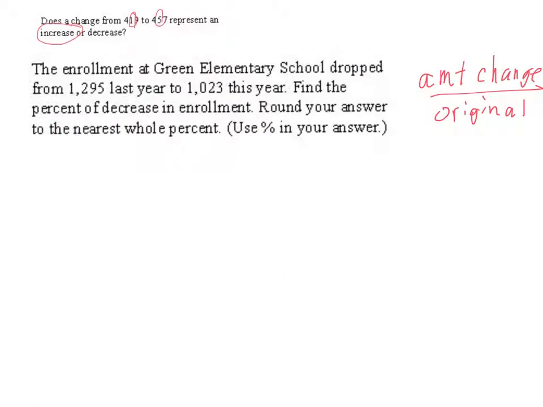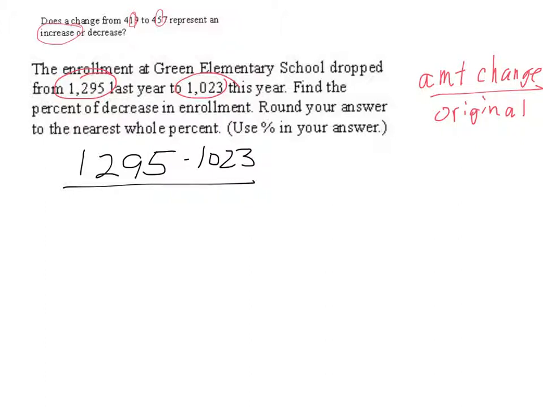The enrollment at Green Elementary School dropped from 1,295 last year to 1,023 this year. Find the percent decrease in enrollment. Round your answer to the nearest whole percent. Use percent in your answer. Okay, so to find the amount of change, we're going to find the difference, and I'm just going to get a positive difference. It makes us happier, even though they said it dropped, it's a decrease. The new is less than the original. And we always have to divide by the original.